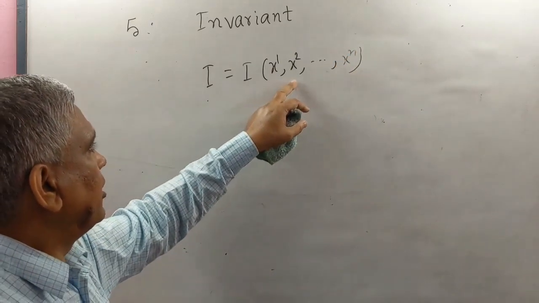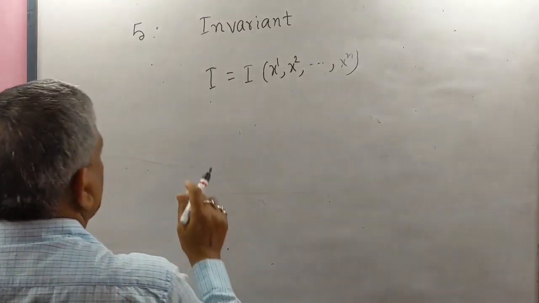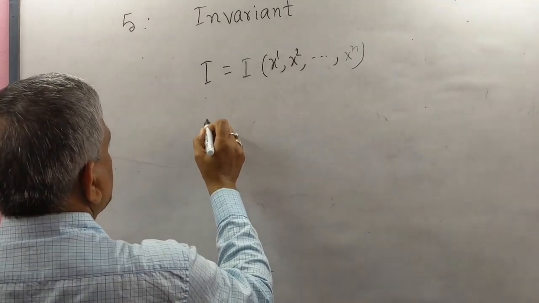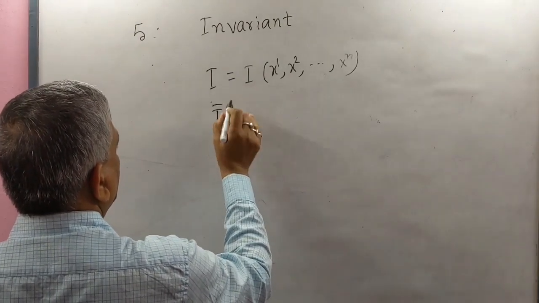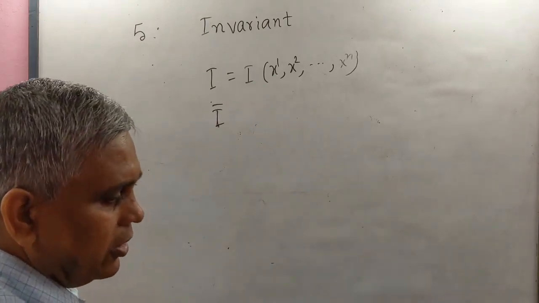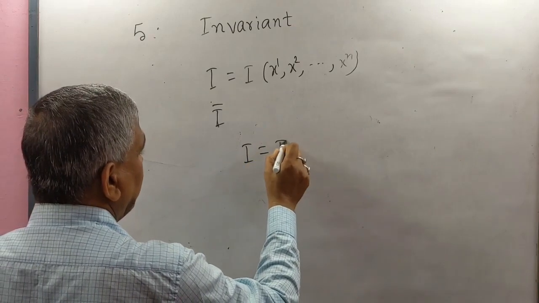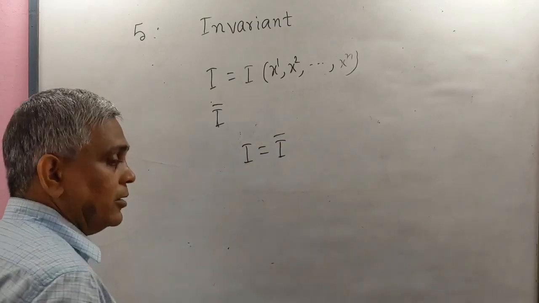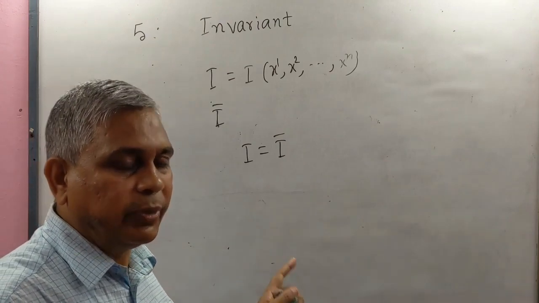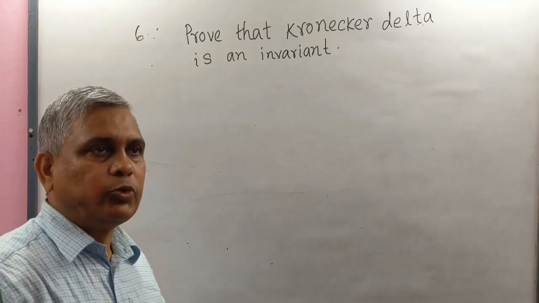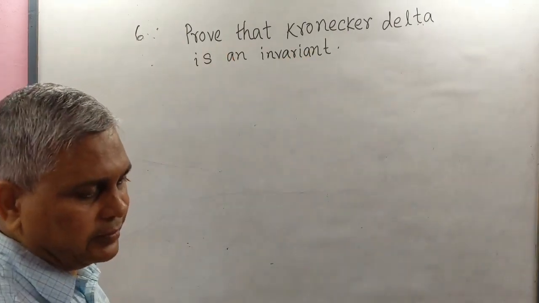These coordinates are in x system of coordinates. If its corresponding value in x bar system of coordinates is I bar, and if I equal to I bar, then we say that I is an invariant. Now we shall prove that Kronecker delta is an invariant.